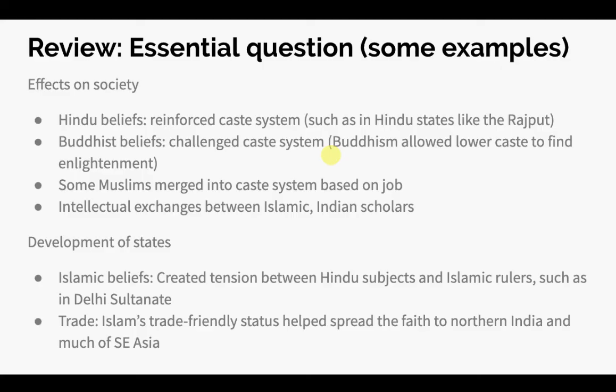Now to look at the development of states. Islamic beliefs created tension between Hindu subjects and Islamic rulers, such as in the Delhi Sultanate. And Islam's trade-friendly status helped to spread the faith to northern India and much of Southeast Asia, eventually leading to predominantly Islamic states, such as in modern-day Indonesia, by the end of our time period.